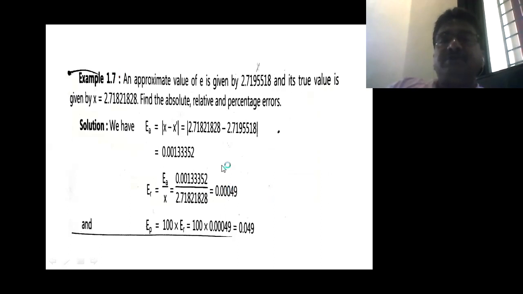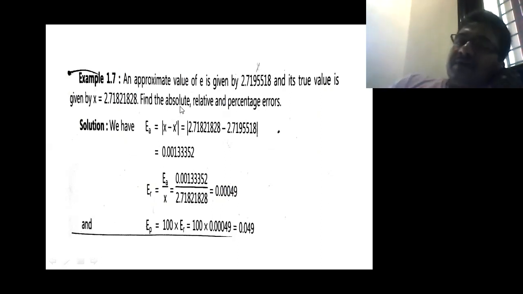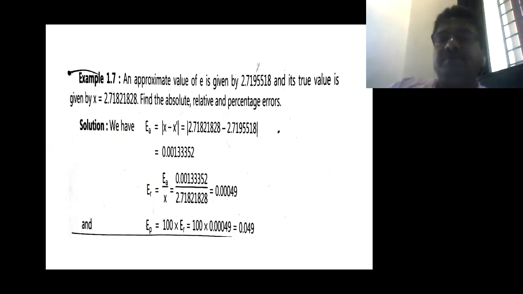Then the examples on the errors. So an approximate value of E is given by this 2.7195518, and its true value is given by 2.718218828. This is the true value of the quantity E, and this is approximate value, means this is x dash and this is x. And then question is find absolute error, relative error, and percentage error.